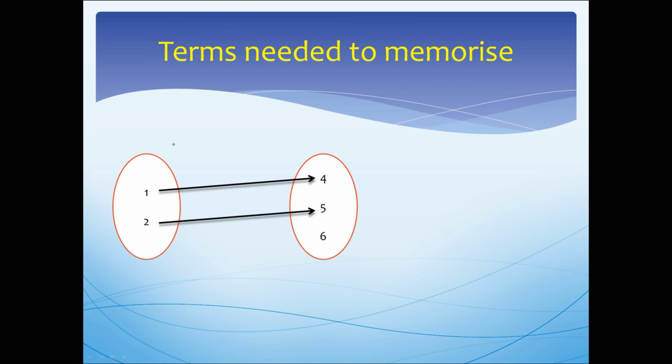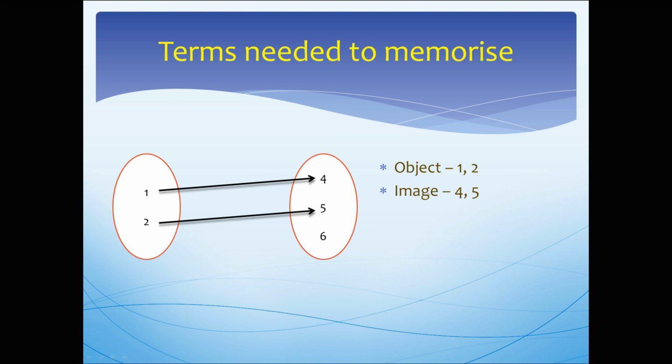Let's say I have this function, I modified it a little. As you can see, 1 is connected to 4 still, 2 is connected to 5, but the 3 is gone, so that means nothing is connected to the 6. Now, these are the 5 terms you need to memorize. Let's start with object. An object is anything that's connected at the start, at the beginning, your input that's connected.